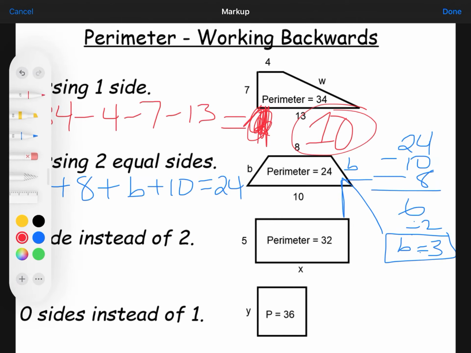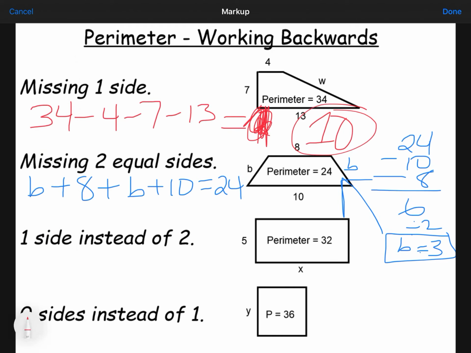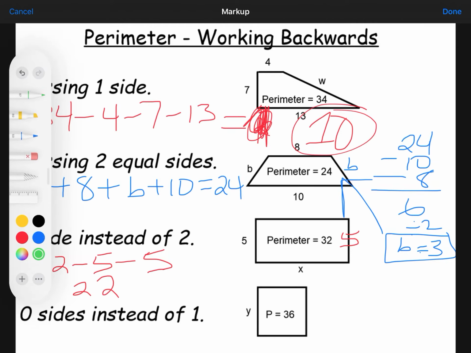Same idea if you have a rectangle or a parallelogram. Start with your whole number, subtract away 5, subtract away the other 5, because remember, there's a 5 on both sides. You're left with 22, which is not x, because you have 2 sides of x. One side up there, one side down there. So that 22 gets divided by 2 and you have 11. 11 for the top side, 11 for the bottom side.